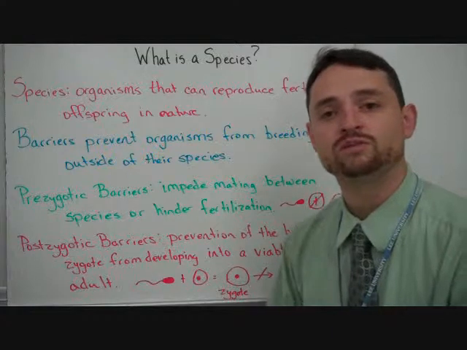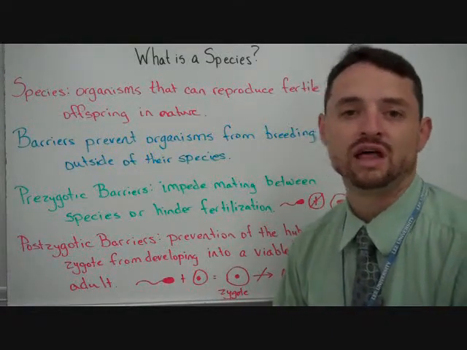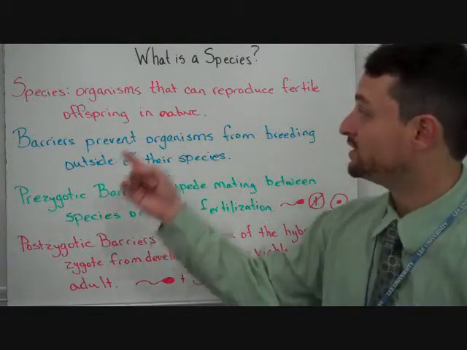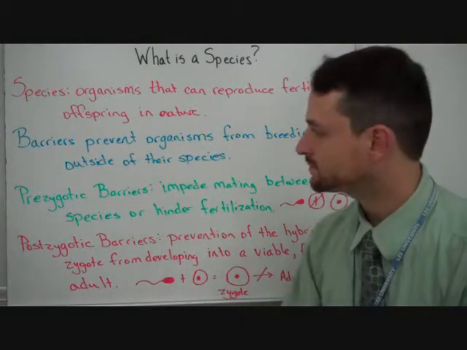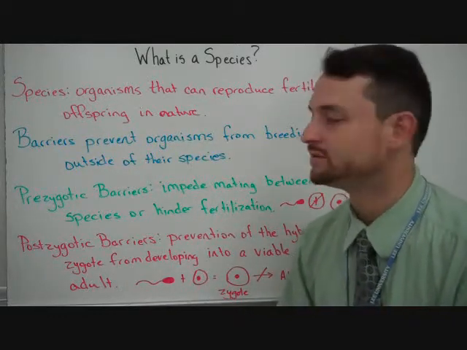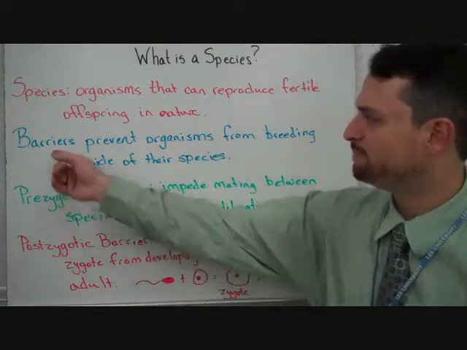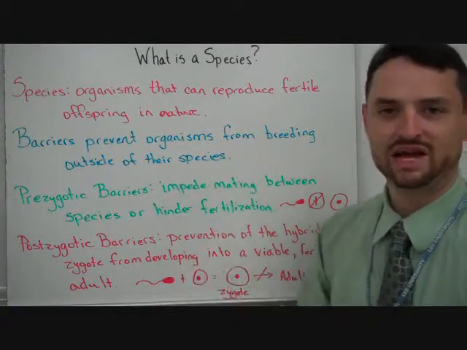Now there are some organisms that we know, because of what we've done in zoos and in labs, can reproduce fertile offspring. But what we're looking at are the ones that can produce fertile offspring in nature, meaning on their own, under normal circumstances. And there are some things that keep that from happening, and those are called barriers. Barriers prevent organisms from breeding outside of their species.